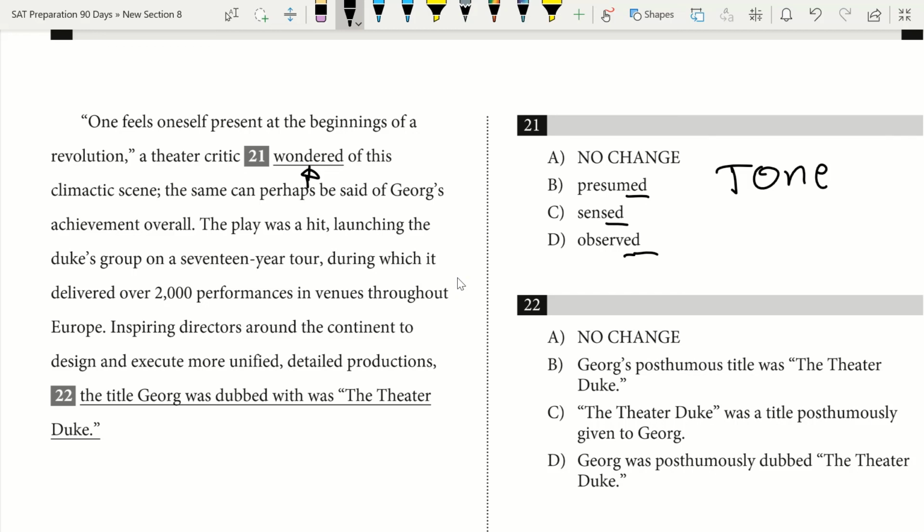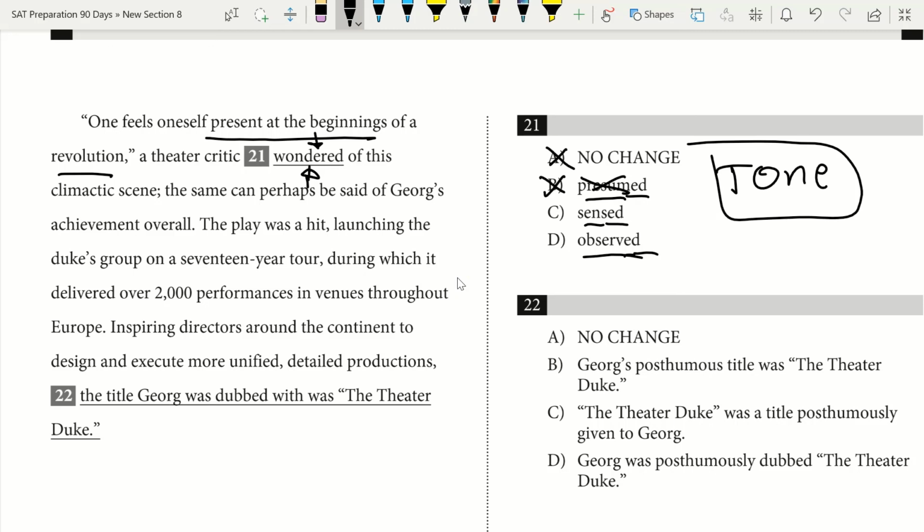If I have 4 different word options, and they're not prepositions or anything like that, they're just adjectives or verbs or something like that, and they all have different root words, then I know I'm looking to maintain my academic tone, right? So a theater critic wondered of this climactic scene. The same can perhaps be said of George's achievement overall. Well, a theater critic isn't wondering about this scene. He's really observing that he feels present at the beginning of the revolution. He's not wondering about that. He's made that observation. He's not presuming it because he's there and he's made the observation. He's not sensing it. He's observing it because he's there, right? That critic is there. So the correct answer for 21 is going to be D.